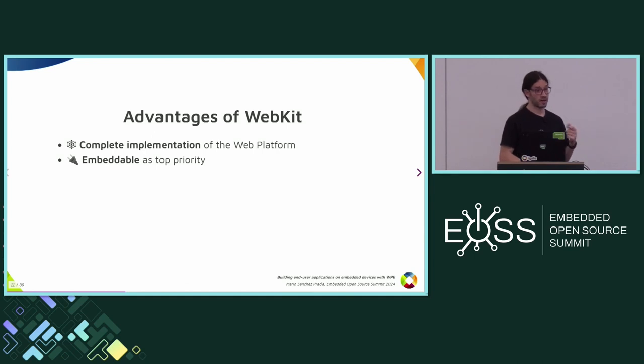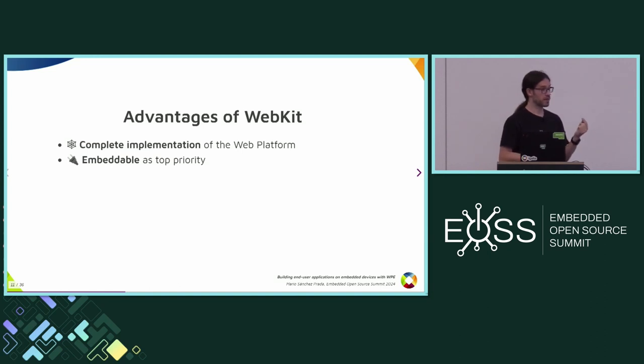It's embeddable as a top priority, and now I will insist even more. This is extremely important because in WebKit, the web engine, this component, is the actual product. So the whole point of WebKit is that you are going to be able to use the web platform in your application, in your product, regardless of what that product is. For that to happen, you have to have one thing that is mandatory: a clear and stable public API. This cannot change. It cannot be broken across releases because that's the product. The idea is that you should be able to put this component in your product, build your project on top of that, and then be able to update to new versions of WebKit without breaking your product.